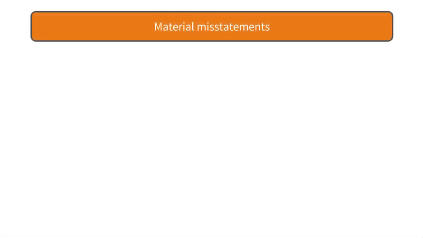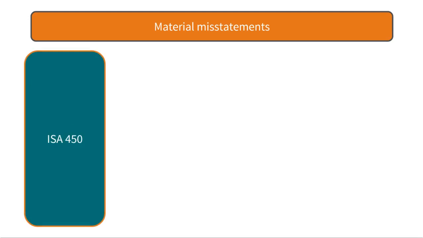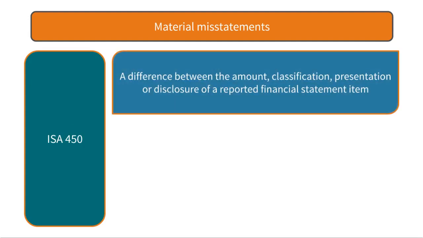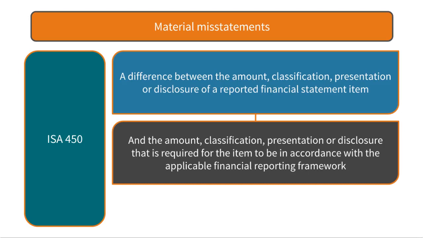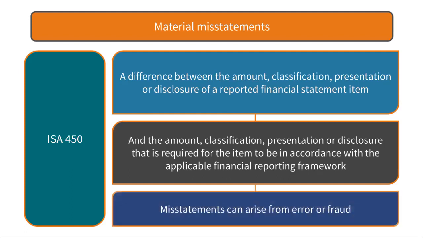Before we go into the practicalities of audit risk, let us ensure we understand what material misstatements are. This is defined in ISA 450 as a difference between the amount, classification, presentation or disclosure of a reported financial statement item and the amount, classification, presentation or disclosure that is required for the item to be in accordance with the applicable financial reporting framework. Misstatements can arise from error or fraud.